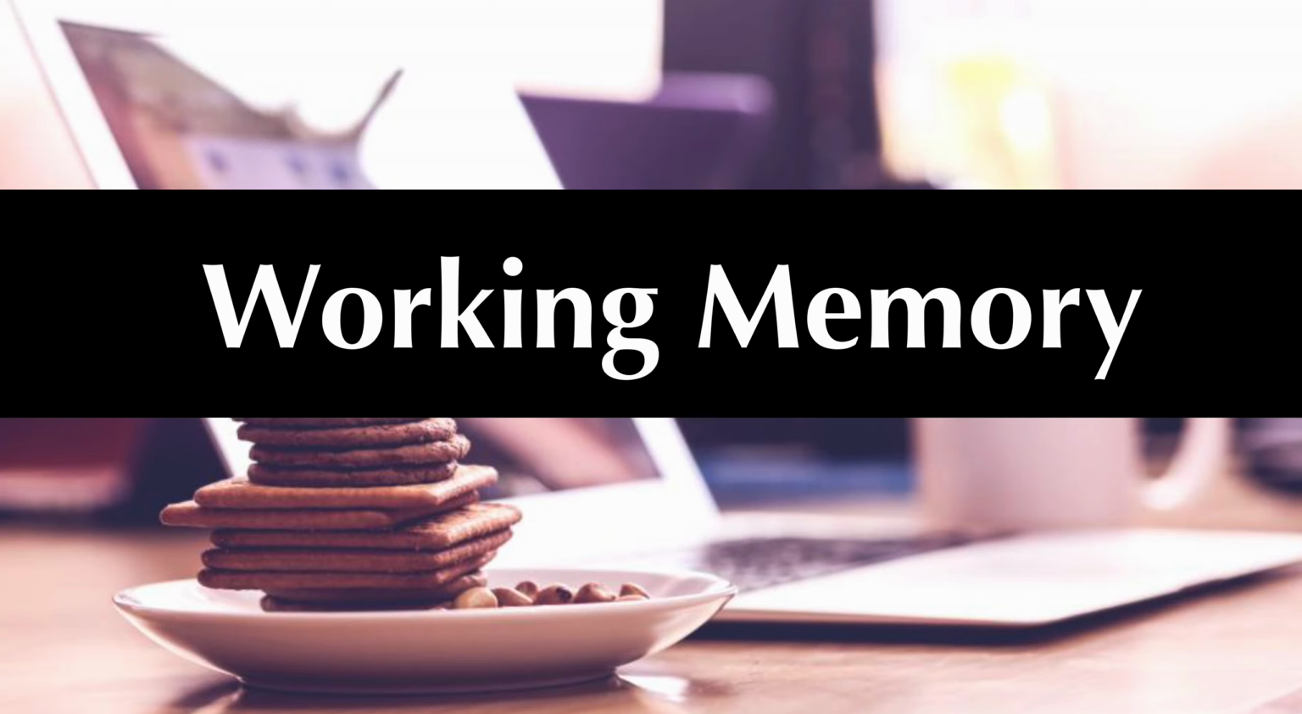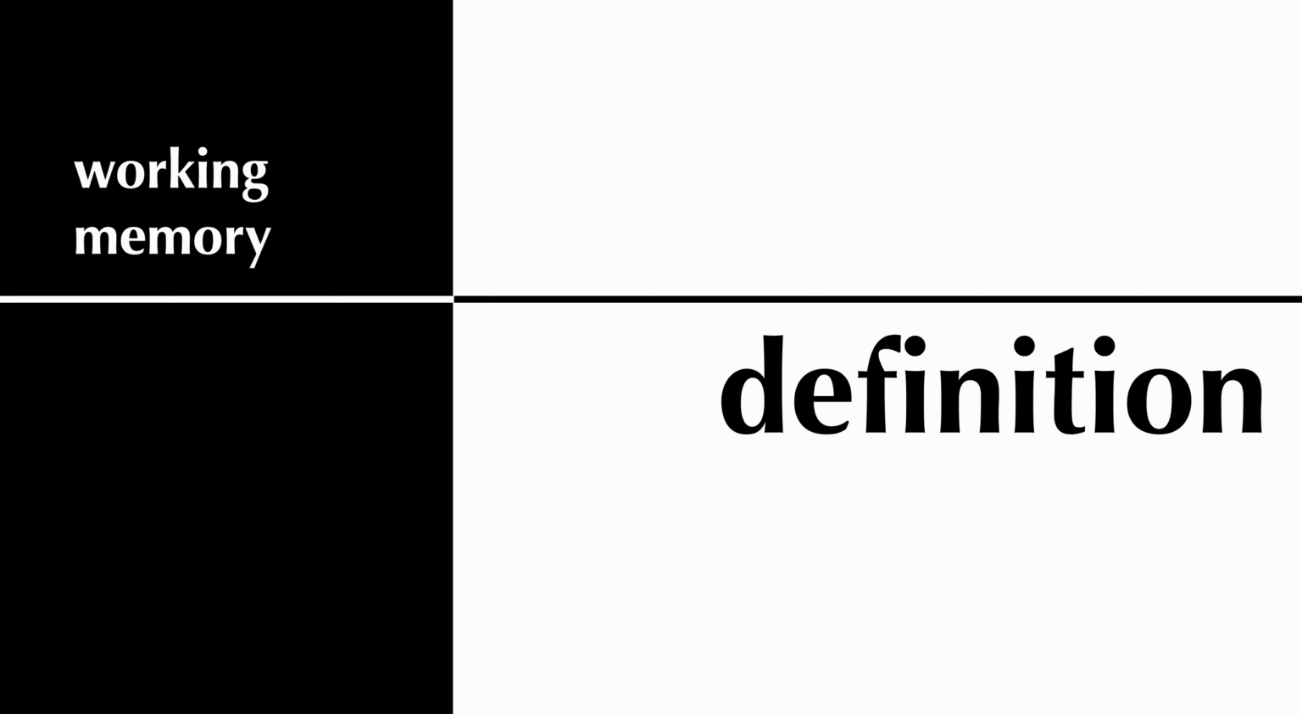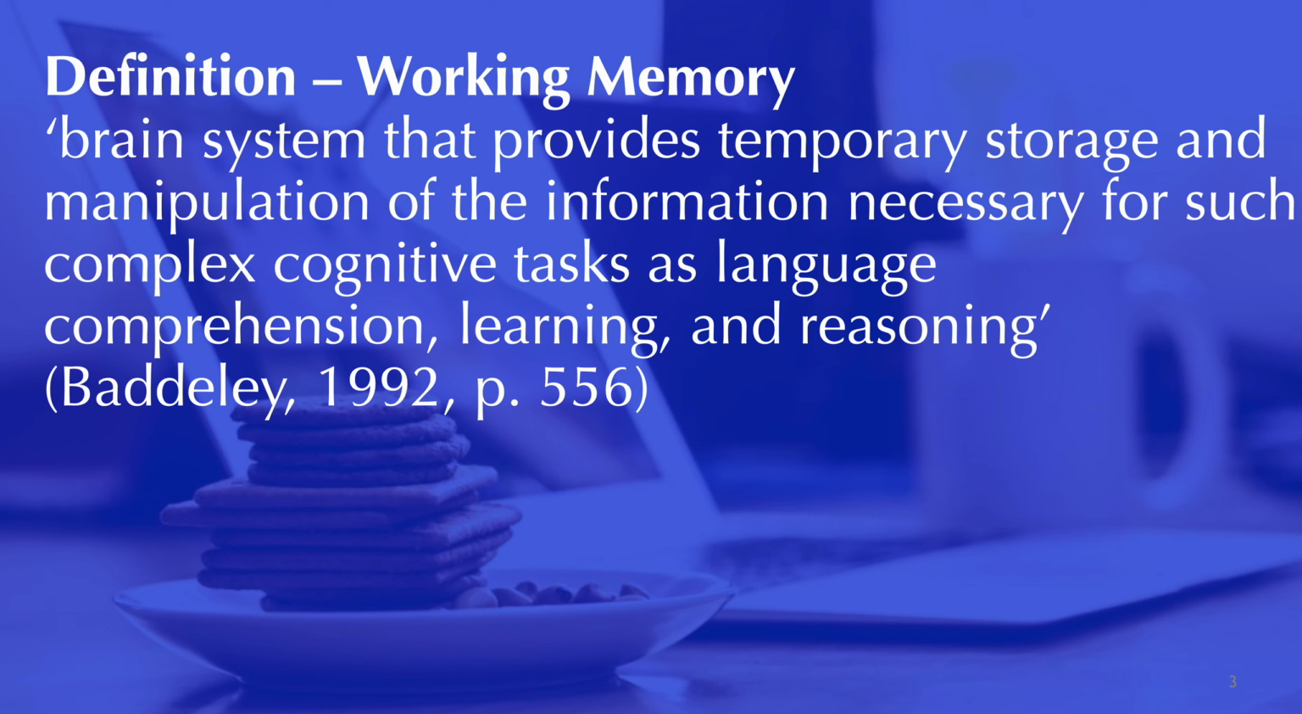This video is on working memory. First, as always, not always, but most times, let's start with the definition. It is a brain system that provides temporary storage and manipulation of the information necessary for such complex cognitive tasks as language, comprehension, learning, and reasoning. So as a result, it's not like a permanent long-term storage, it's temporary.